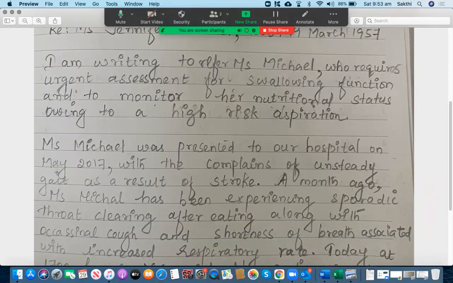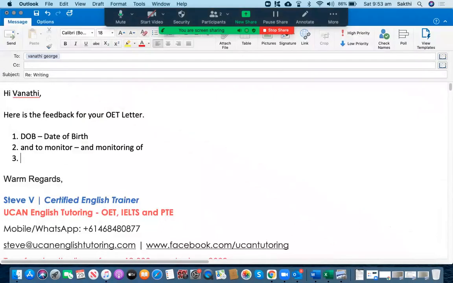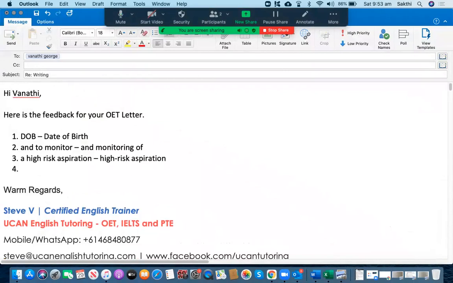Owing to a high risk aspiration. Here you don't need to use owing to, you can say due to high risk aspiration. That's it. Instead of that, what you should have done is use high, and then there should be a hyphen in between. High-risk, low-risk. Those kinds of phrases need a hyphen in between. Apart from that, it's good.